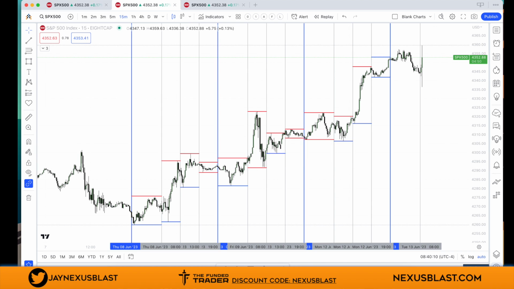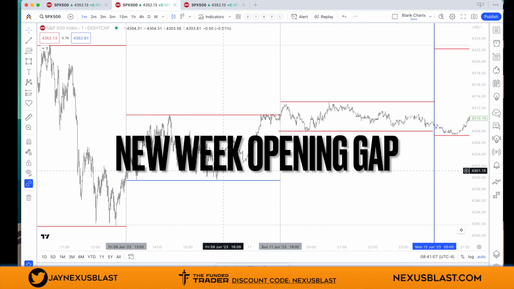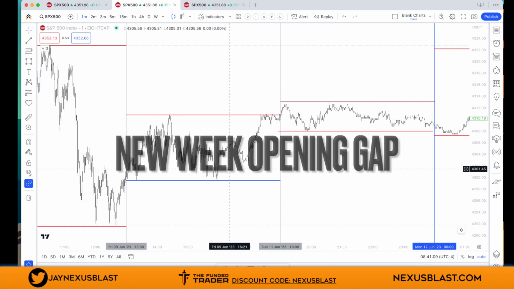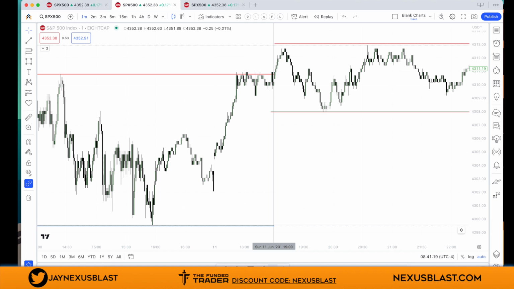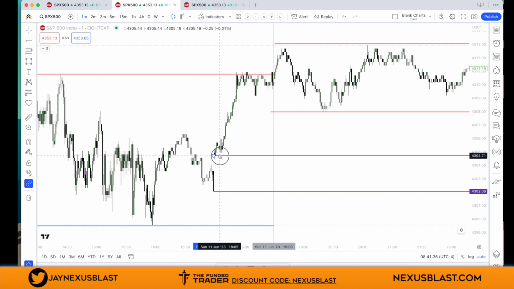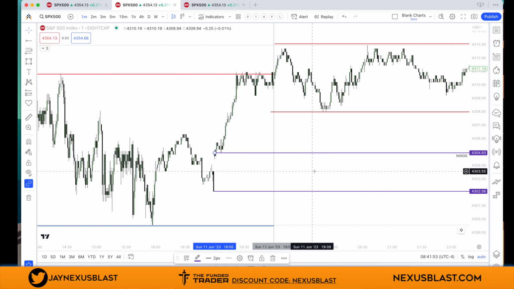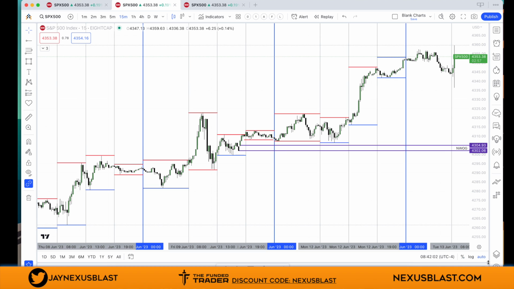Another important level that you would like to highlight on your charts is the new week opening gap. You will find this at the candle close on Friday and the candle open on Sunday evening. This is this little gap right here. You're going to want to mark that out, and I'm going to cover this more in detail in a future video. And now our chart should look like this.